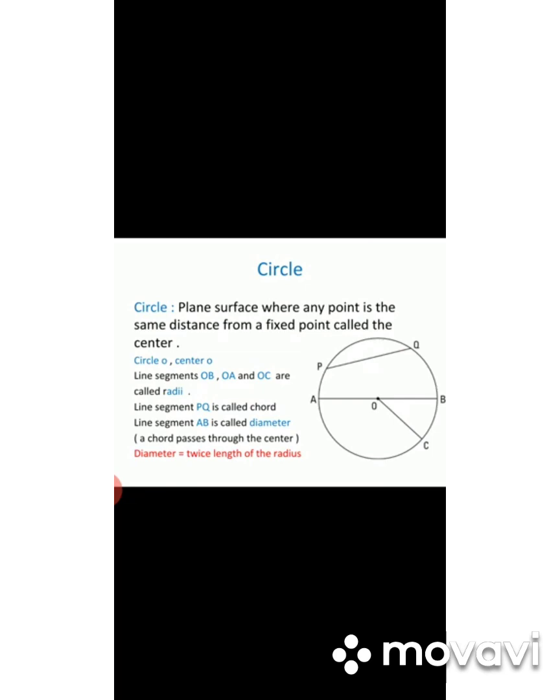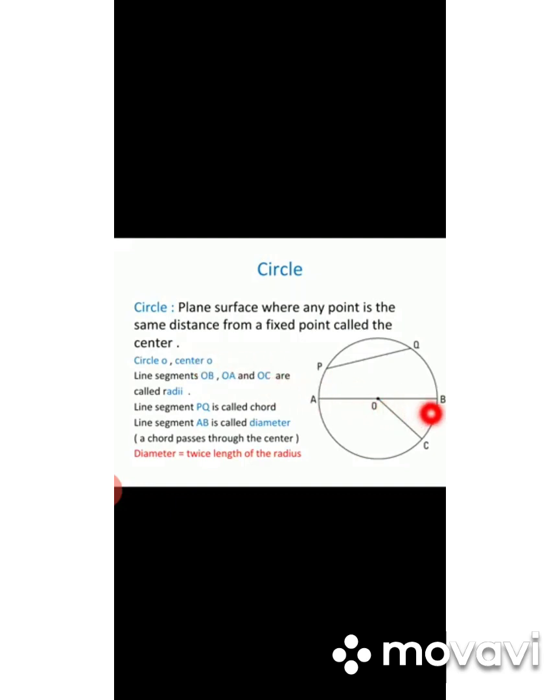Circle. A circle is a plane surface where any point is the same distance from a fixed point called the center. Now, this figure is called a circle. Any point on this circle, like the points C, B, Q, P, A, is the same distance from what? From the fixed point called the center. So the center of this circle is called center O, and we name the circle with its center. So we can name this circle circle O, and its center is center O.